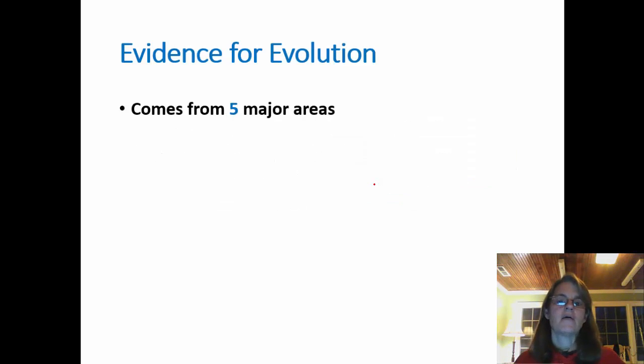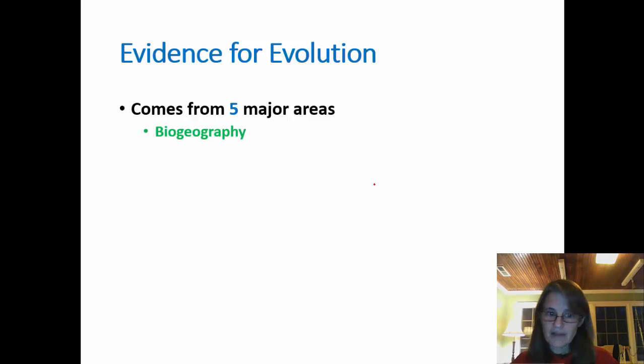Okay, so our evidence that we have that evolution has indeed occurred comes from 5 major areas. Now, it's important to understand that this is not just coming from one area of science. It's coming from 5 different areas, and we weave all these together to make this enormous mountain of evidence that evolution has occurred. No one of these stands alone.